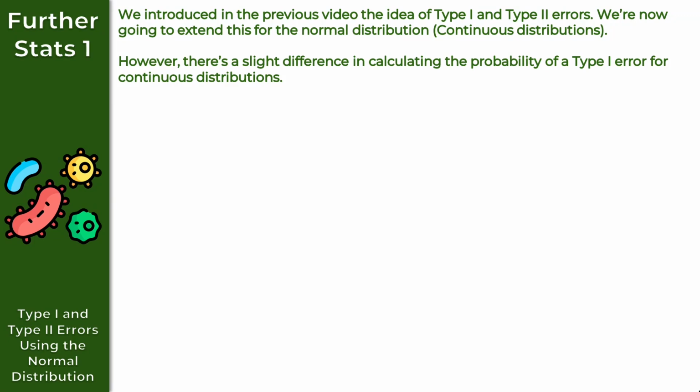In this video, I want to take a look at type 1 and type 2 errors using the normal distribution. We introduced in the previous video the idea of type 1 and type 2 errors, and what I want to do now is extend this for the normal distribution, which is an example of a continuous distribution. However, there is a slight difference in how we calculate the probability of a type 1 error for continuous distributions, such as the normal distribution.